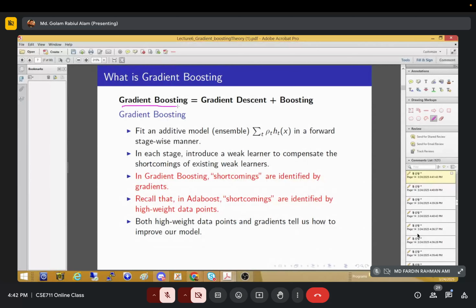In case of gradient boosting, we need to apply gradient descent plus boosting. Gradient descent plus boosting, where we can apply the gradient descent, and boosting is actually the same as our AdaBoost. So gradient boosting is an additive model, we fit an additive model, that is an ensemble model. So we can say h of x, and then this is rho of t, specifically this one.